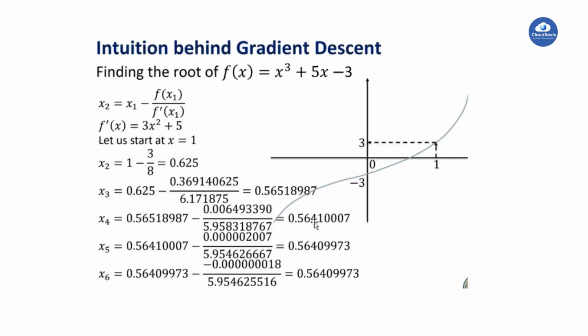0.565 reduces to 0.564, then 0.564100072 reduces to 0.56009973. From this, it won't be able to reduce the cost function in the next step. The previous cost function is repeated in this step also. That means we can't reduce our cost function more than this. So it will reduce the cost function till the minima.